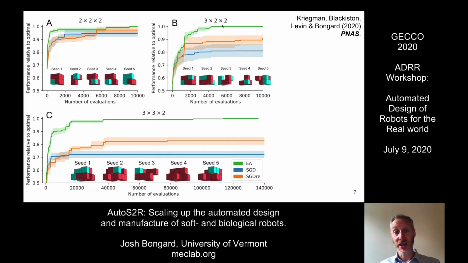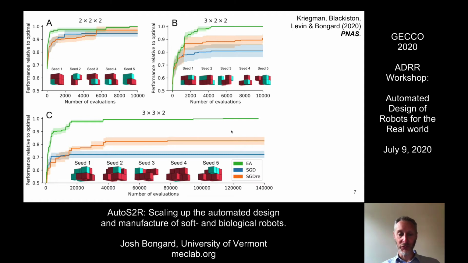When we increase the design space to 3 by 2 by 2 voxels, there are a much larger number of robots, but it is still an enumerable space. We were able to evaluate every single robot in that design space and determined that, again, there were 5 optimal solutions. Evolution consistently found those 5 solutions. SGD and SGD with restarts did not do so well.